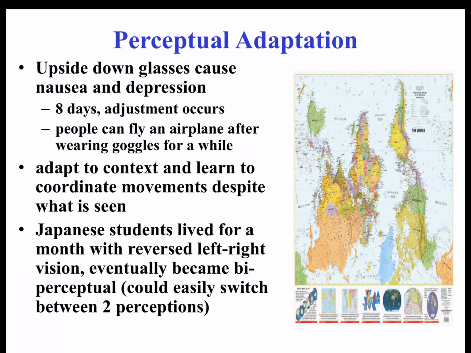And for those 8 days, they felt physically ill. They reported a lot of nausea, a lot of vertigo, which is feeling dizzy. Their emotions were impacted. They felt high rates of depression and anxiety. But after 8 days of wearing these goggles consistently, they were able to safely fly a plane. This is in a simulator, not actually up in the air. But they were able to safely fly this airplane while wearing the goggles.